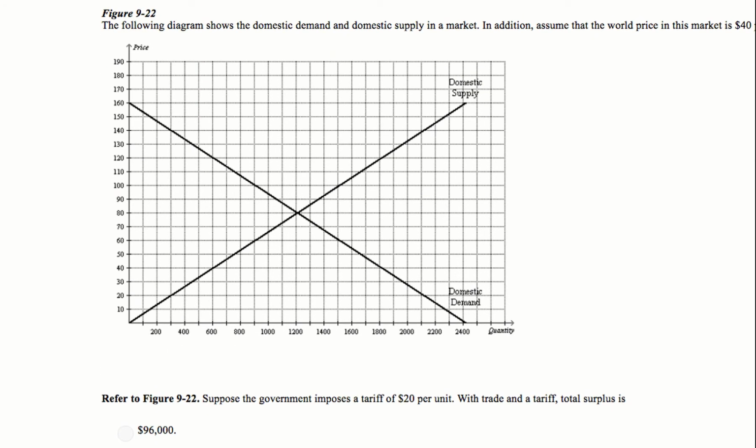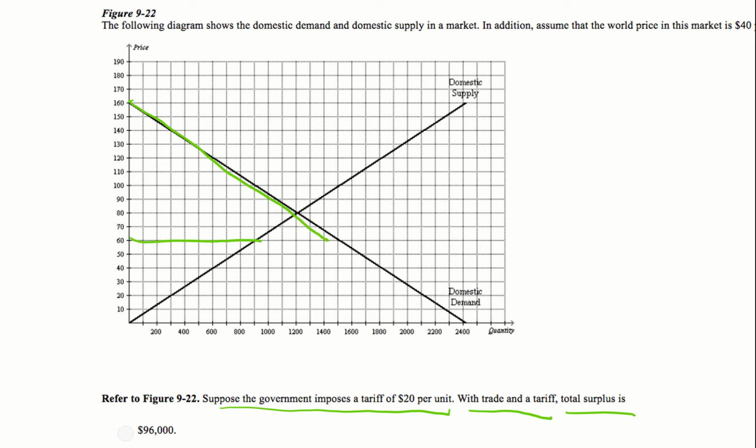All right, so same, this question is everywhere. Suppose the government imposes a tariff of $20 per unit. With trade and tariff, what is total surplus? All right, so let's redraw the graph we had.